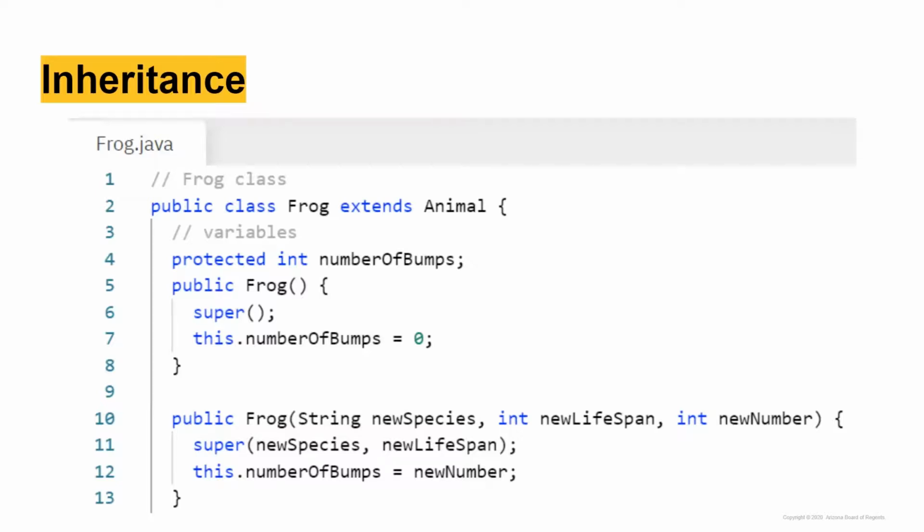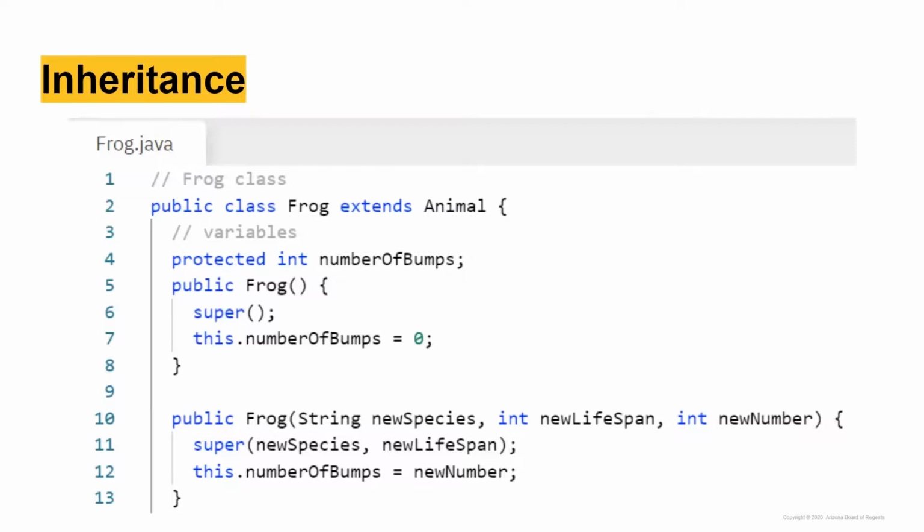So I'm going to add another variable just for frog. It's going to be an integer, and it's going to be the number of bumps on the frog. So I'm going to call it protected int number of bumps, and I'm not going to initialize it because it isn't an actual object yet. This is just the blueprint.